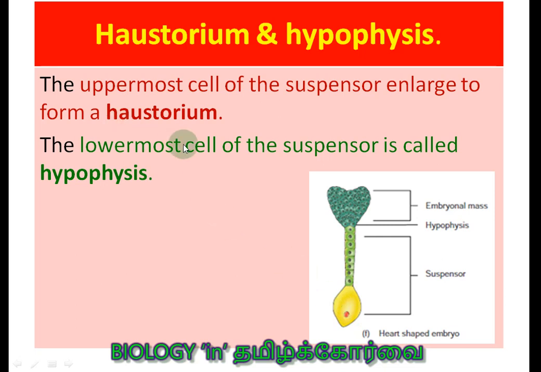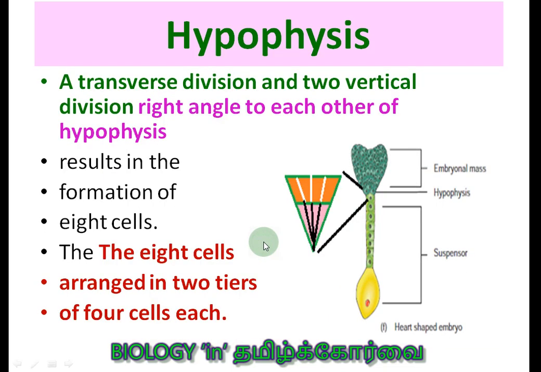Next, the lowermost cell of the suspensor is called the hypophysis. So, this is the lowermost cell. That lowermost cell forms the hypophysis. Okay. Now, what is the fate of the hypophysis?